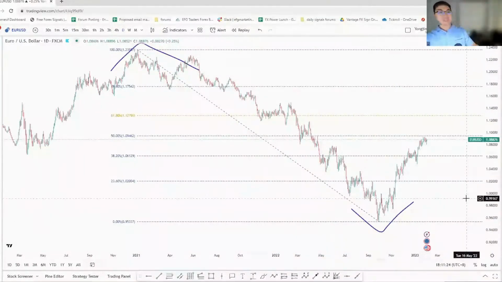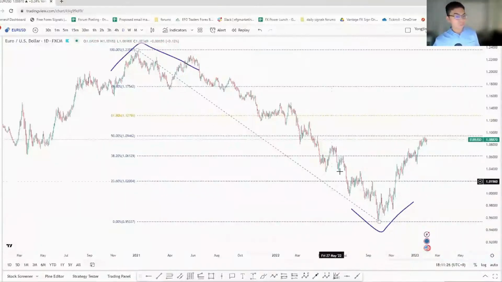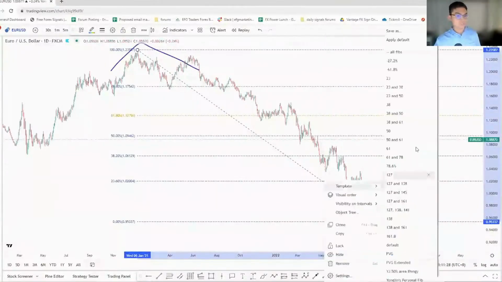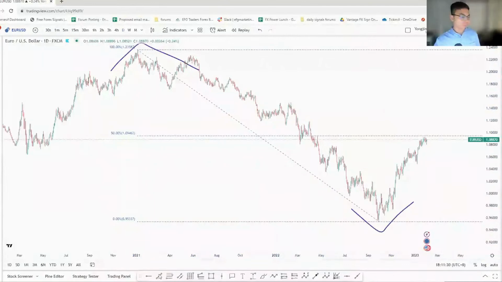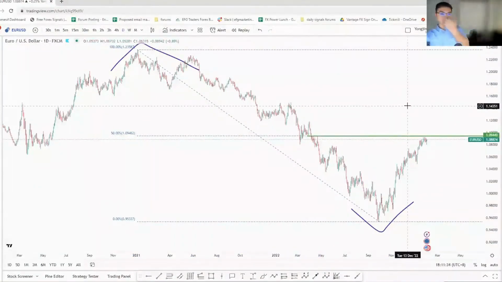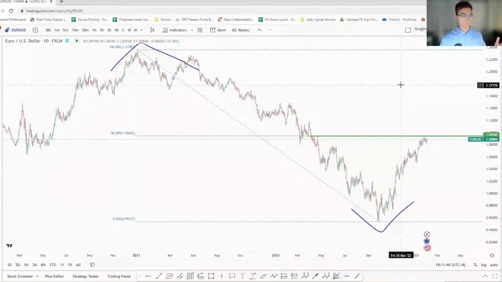Clearly, price is currently trying to reach towards the 50% Fibonacci retracement line. It's right here at the 50%. We can possibly see, for example, EUR/USD likely heading towards the 1.09440 level, which is also the Fibonacci 50% retracement.